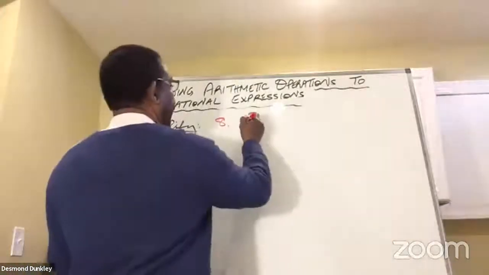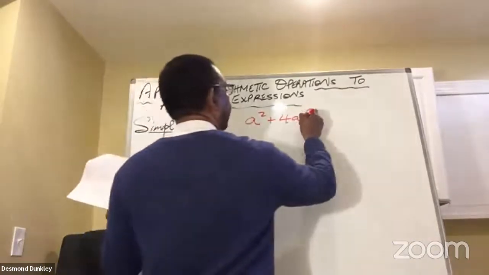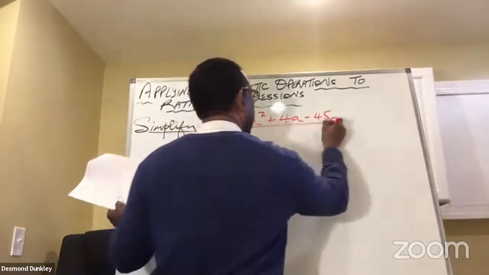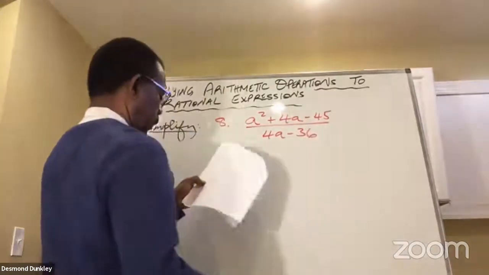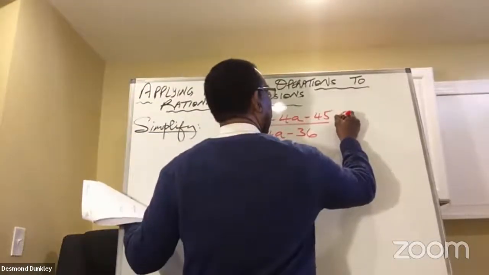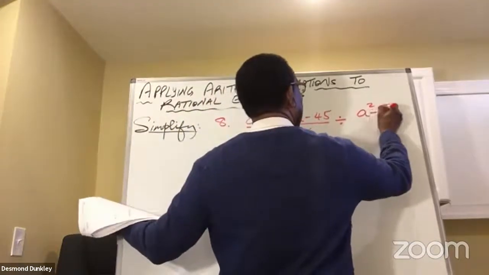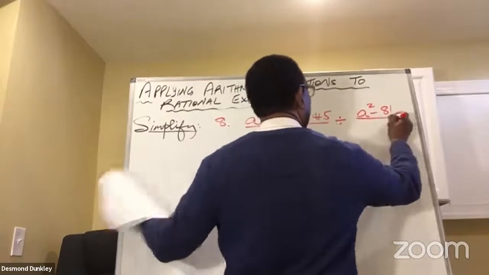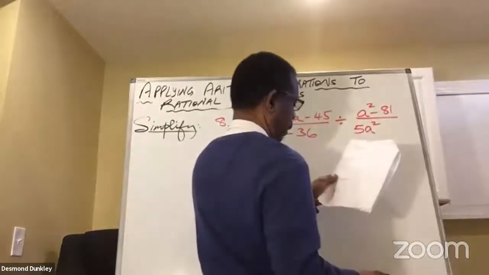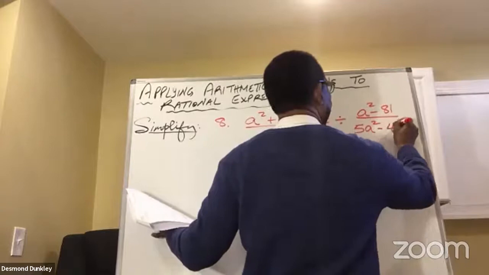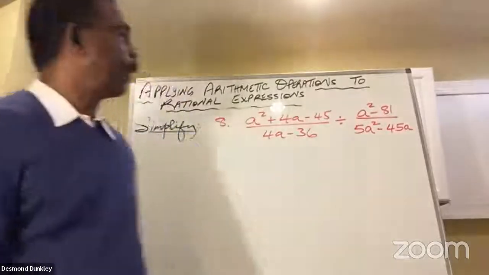Number 8 says a squared plus 4a minus 45 over 4a minus 36, divided by a squared minus 81 over 5a squared minus 45a. So that's a question. Let's see what happens.